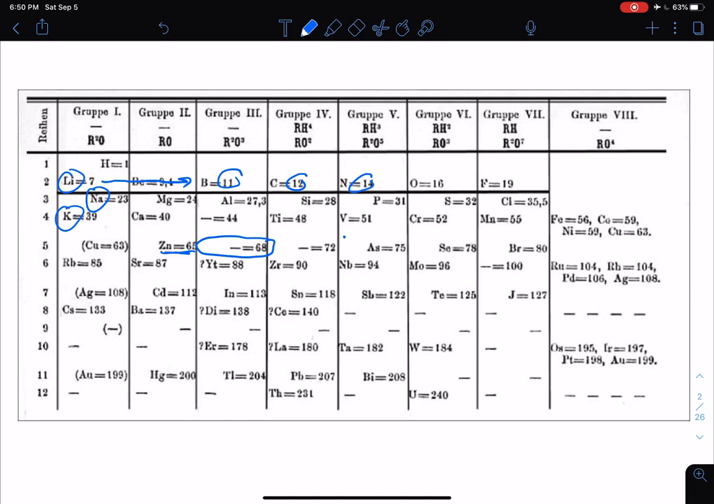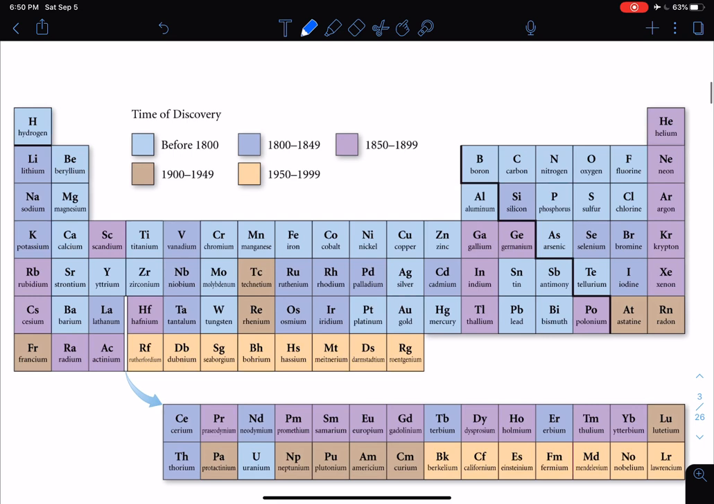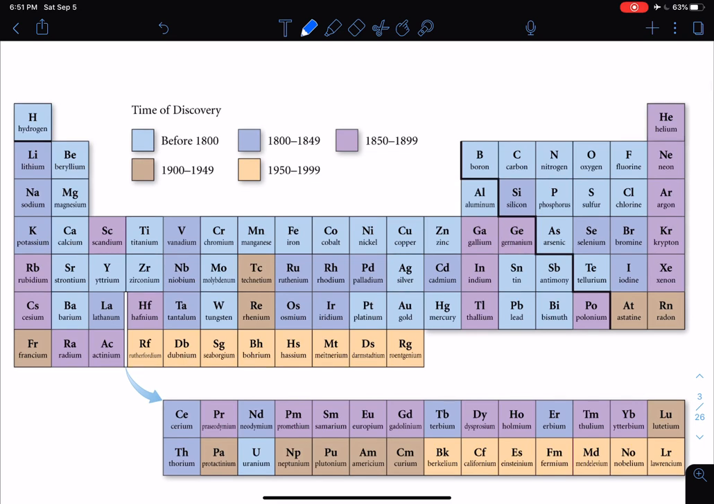And indeed it did. That was the first element that was discovered after Mendeleev put together this periodic table with missing spots. And this one right here is gallium. And that was discovered in 1875. And if we take a look at the updated periodic table right here, we can see that indeed zinc and gallium are next to each other.